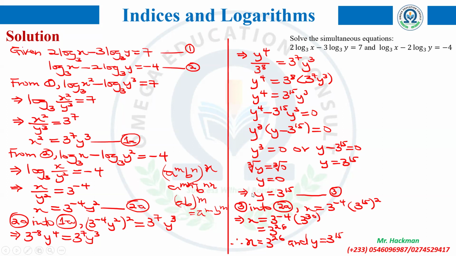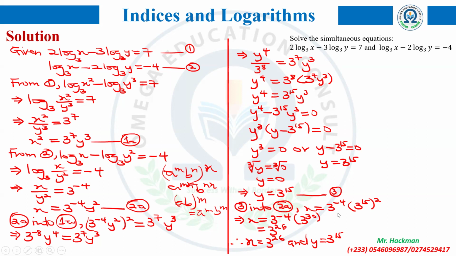Initially you had two values of y, and you discarded one. So you are going to get only one value for x, because the value of y that is discarded would have produced its corresponding value for x, so automatically its x value is also discarded. So you substitute 3 to the power 15 into the one where x is made the subject, and we are going to get this.